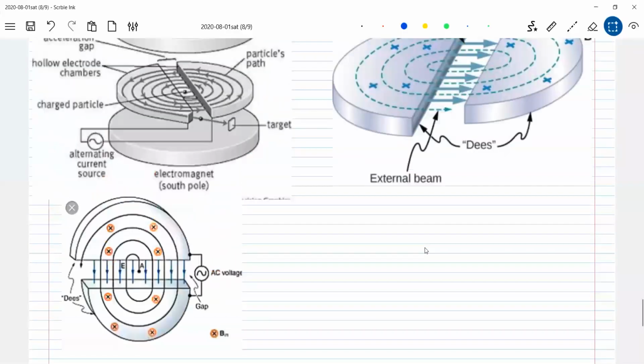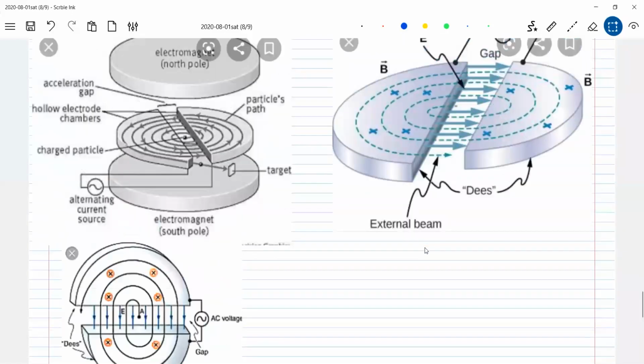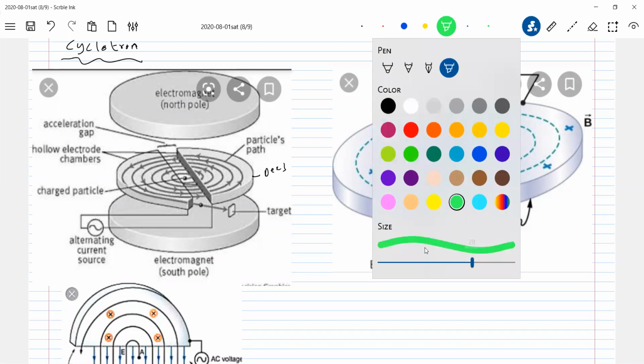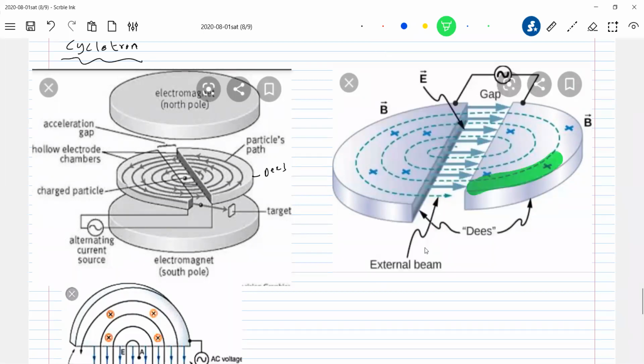Now there is a source of alternating current. These are called Ds. Look at how it looks like the symbol D. I'll shade it. The old structure appears like a capital D. So therefore they are called Ds, DEES.